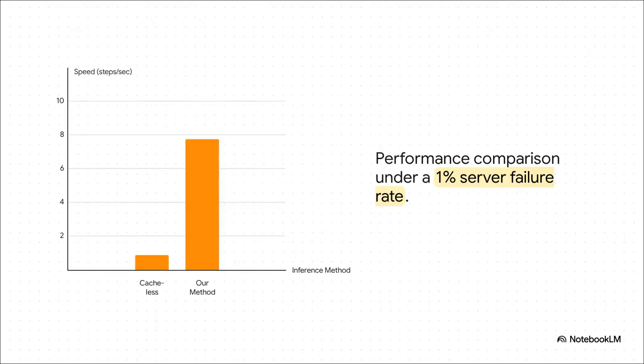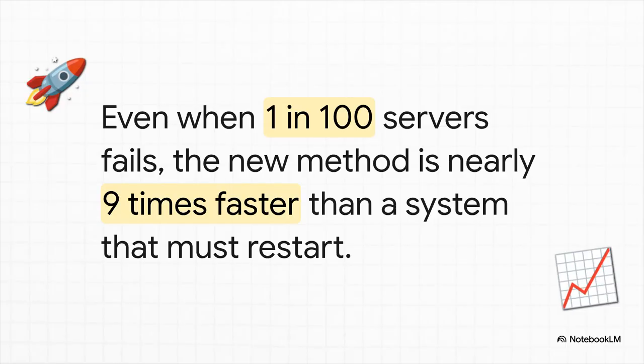You know, sometimes a table just doesn't do it justice. You gotta see it visualized, because the difference is just staggering. On the left, that little bar, that's the system that has to restart every single time something fails. And on the right, that's this new fault-tolerant method. I mean, it's not even a competition. So here's the bottom line. Even in this really volatile environment where computers are constantly dropping out, this new method is nearly 9 times faster. What they've done is effectively transform this messy, unreliable network of volunteers into a single, reliable, high-performance machine.